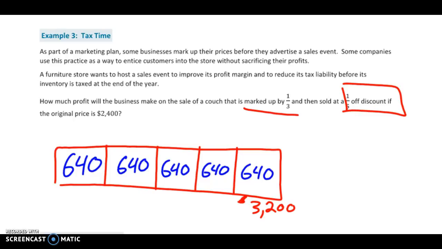and with a discount of 1/5 off, get rid of 1/5, which means the store is going to advertise their new cost as $3,200 minus $640 for a final selling price of $2,500.